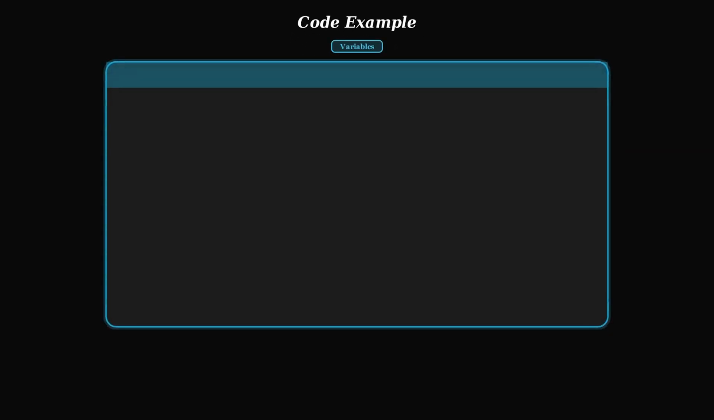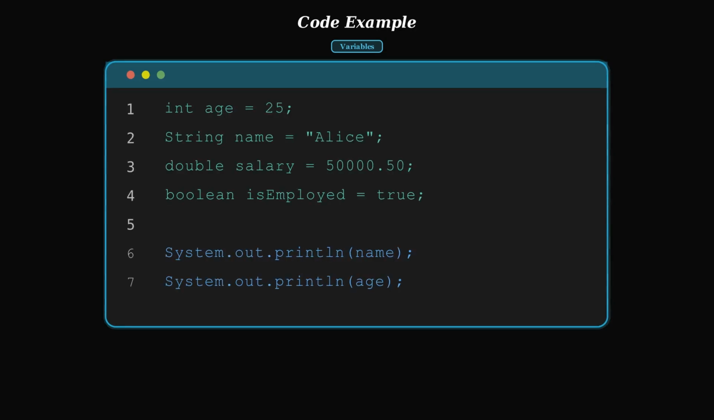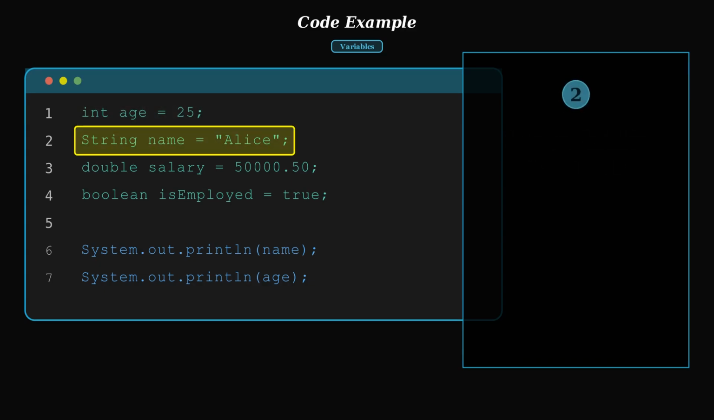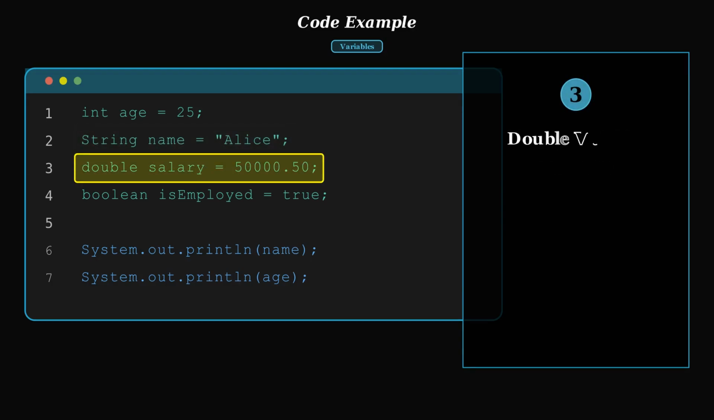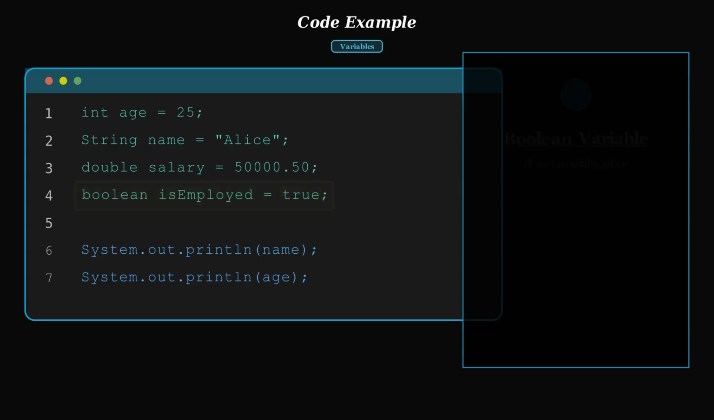Let's see how to implement variables in code. Here is the implementation. Integer variable. Store whole number. String variable. Store text data. Double variable. Store decimal number. Boolean variable. Store true/false value.